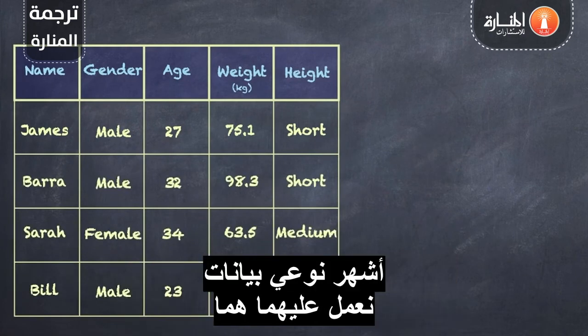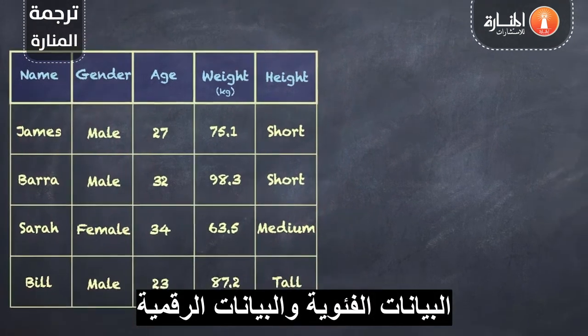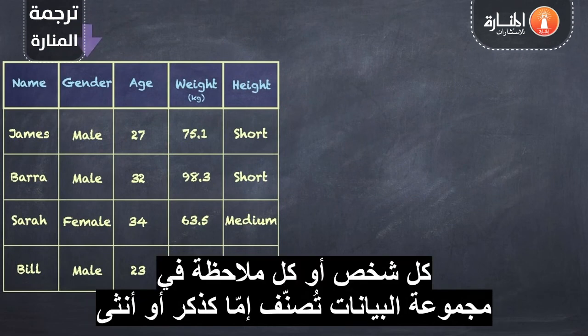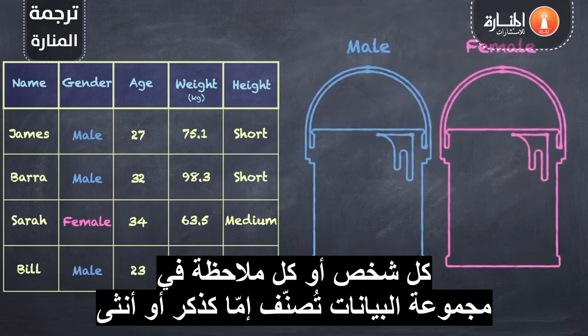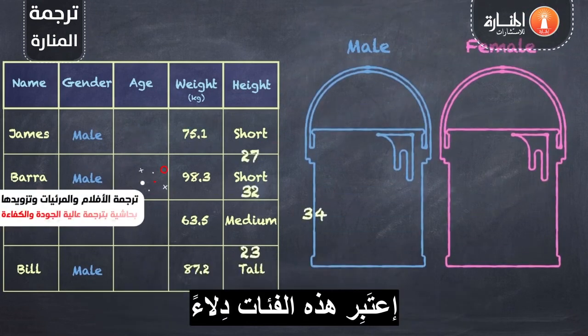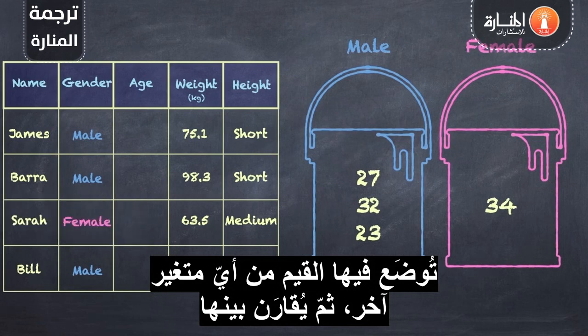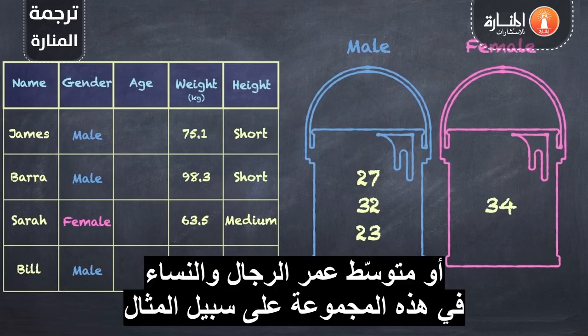Now, the 2 most common types of data that we work with are categorical and numeric data. Let's take a look at a categorical variable like gender. Each person or each observation in our data set can be categorized either as male or female. You can think of these categories as buckets, into which the values from any other variable can be placed and then compared. So we could compare the average weight or the average age of men and women in this group, for example.